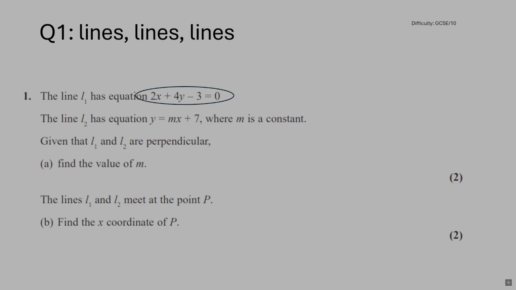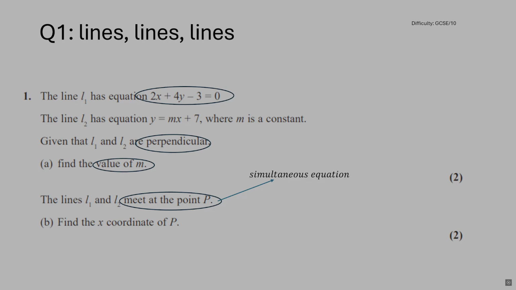So we've got a line here. It's perpendicular. We need to find m, and then we've got this point here, which means it's a simultaneous equation. So to do this, we've got this equation here, we've rearranged it, and then we've divided by 4. We just flip the gradient, make it negative, and we get 2 for the perpendicular gradient, which is m.